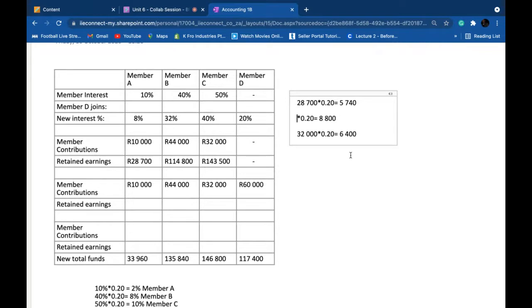So this should be 114,800. And this should be 143,500. And I'm guessing these amounts are also going to change, right? And 60. Okay, 960. Thank you. And this 700. Is that it? Okay.